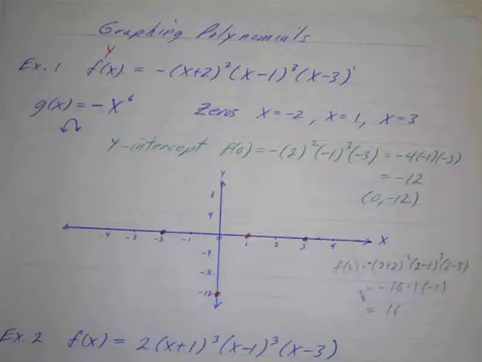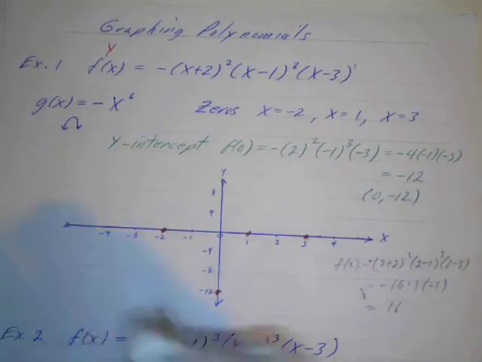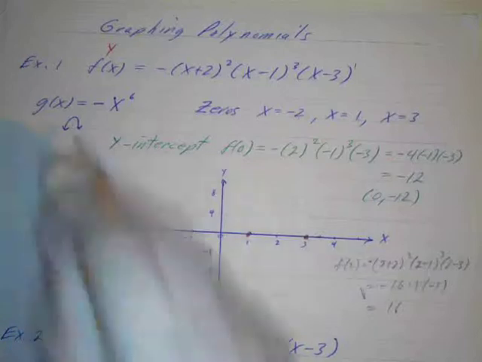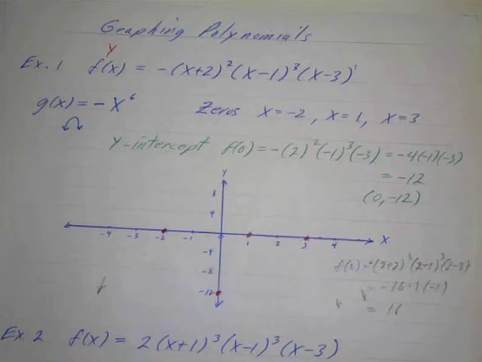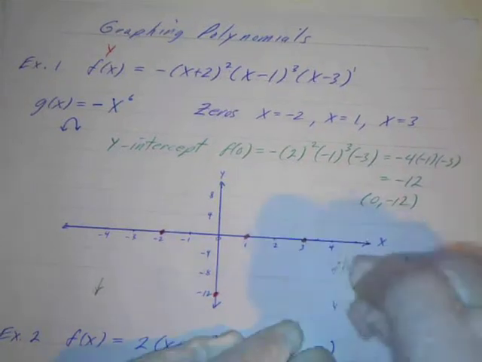Okay, so we have our intercepts, we got our end behavior, so we should be able to get a pretty good sketch here. So we know it's going to be down and down, like this. Okay, something like that, at least.